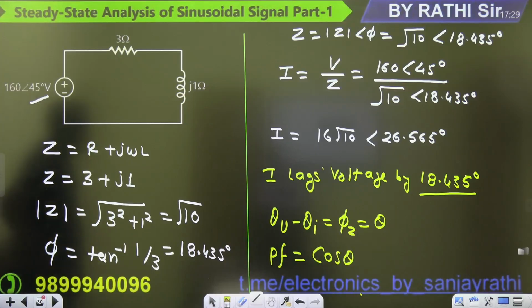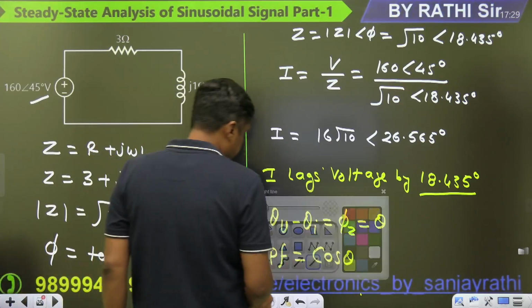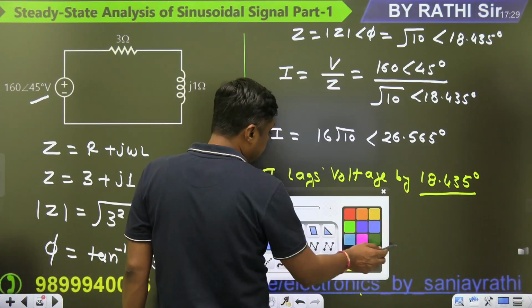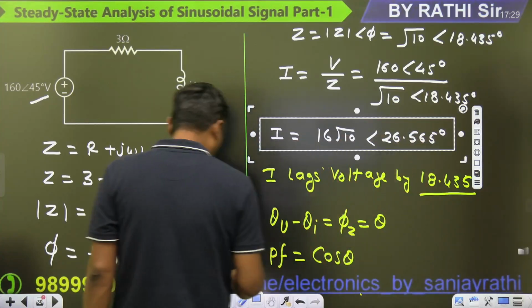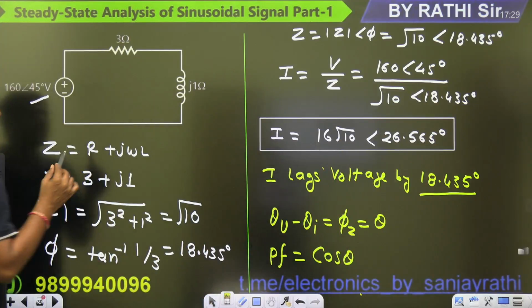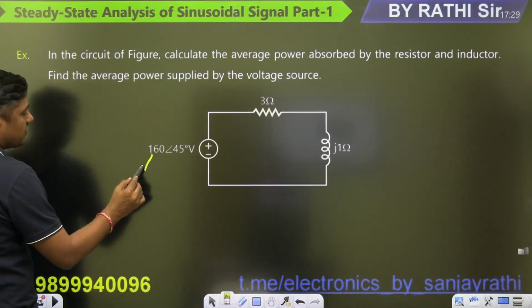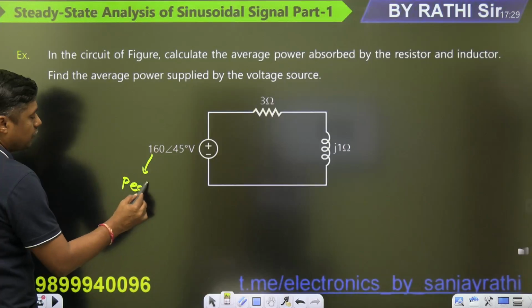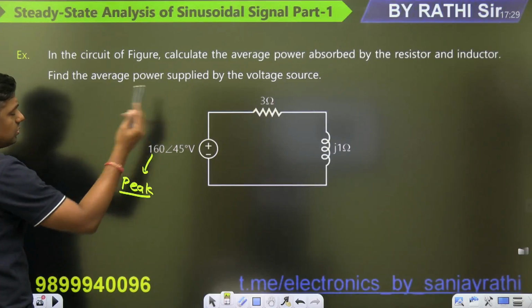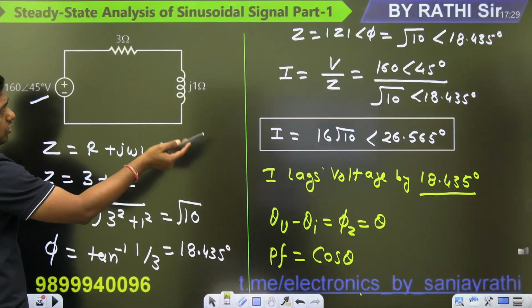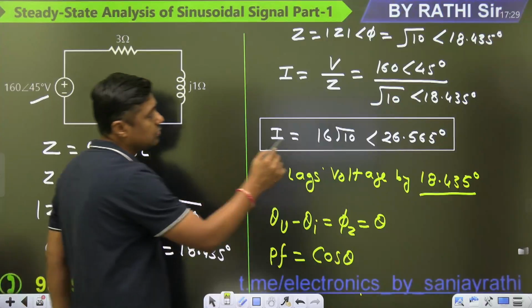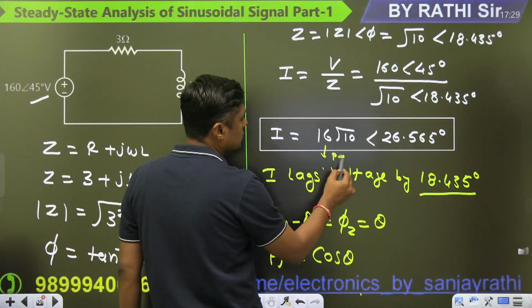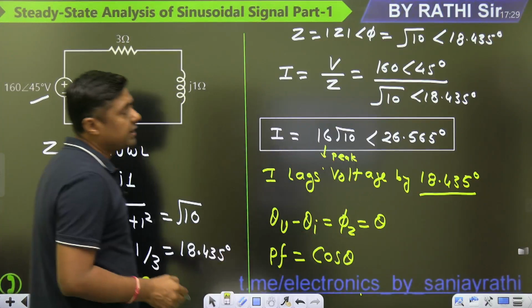Okay. Now if you have the current, this is the peak value. Now how can we say this is the peak value? Because in Sadiku, this is a peak value. Actually in the GATE exam they will give you the RMS value. If I is in RMS value, no need to calculate the RMS value. But if it is the peak value, it should be divided by root 2 to get the RMS value.